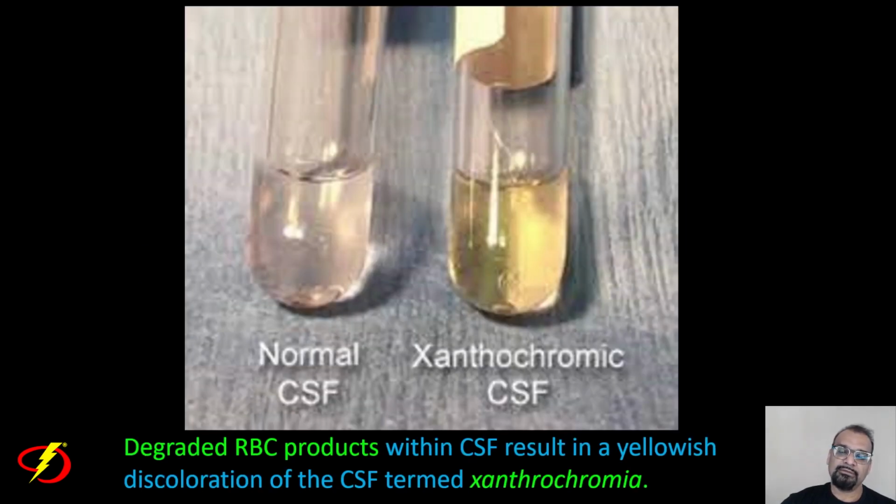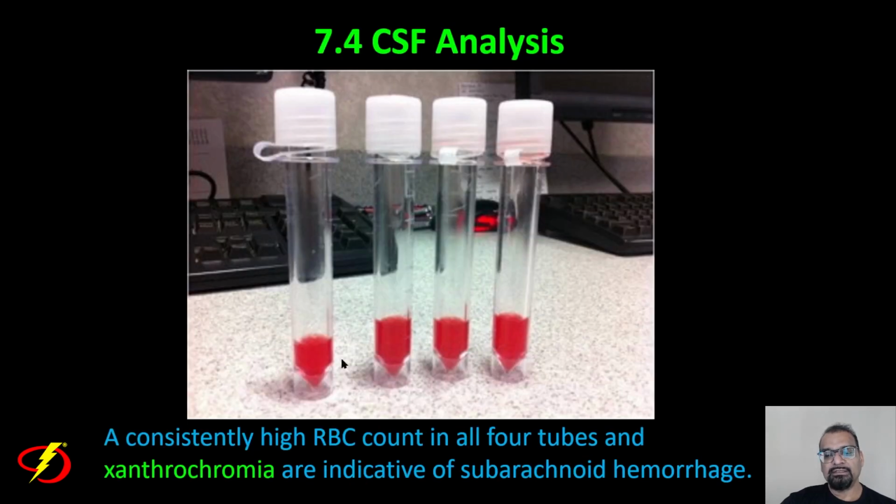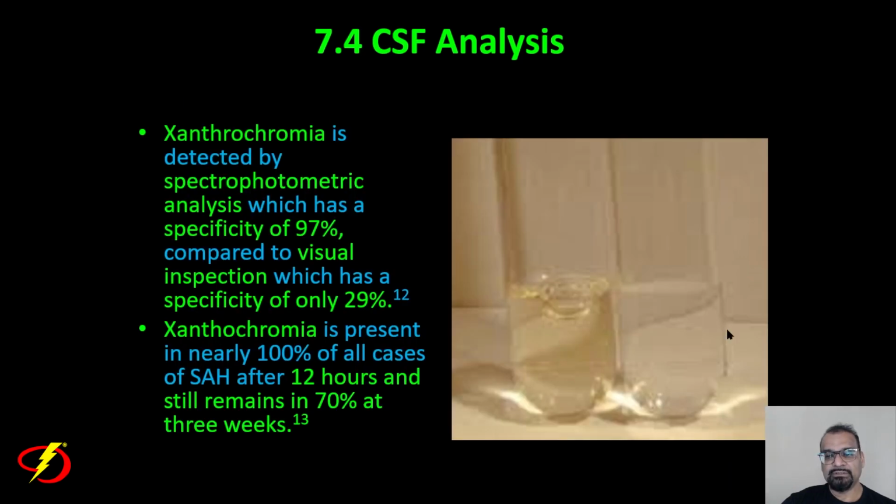Another thing we can see here, this yellowish fluid, is degraded red blood cell products that over time become this yellow fluid, and this is termed xanthochromia. So this is normal, clear CSF. This yellow-tinted CSF is called xanthochromia, caused by degraded red blood cell products from a prior subarachnoid hemorrhage. Consistently high red blood cell counts in all 4 tubes and the presence of xanthochromia, those degraded red blood cell products, are indicative of subarachnoid hemorrhage.